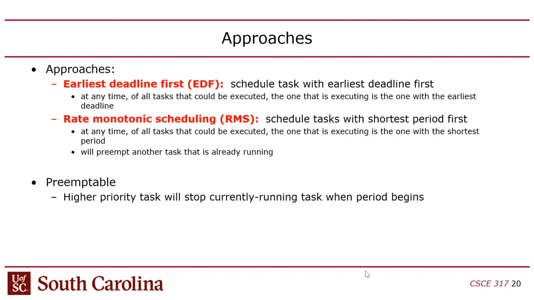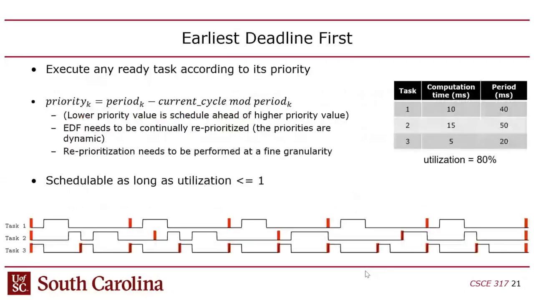So EDF is just totally not practical, but the nice thing about it is that it's optimal in the sense that as long as your utilization is under 100%, it'll work. For one processor at least, not for multiple. Rate monotonic scheduling is the one that most people think of, and it just schedules tasks with the shortest period first. And that's a static priority.